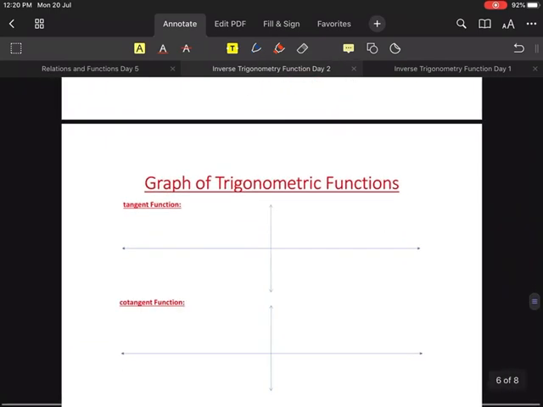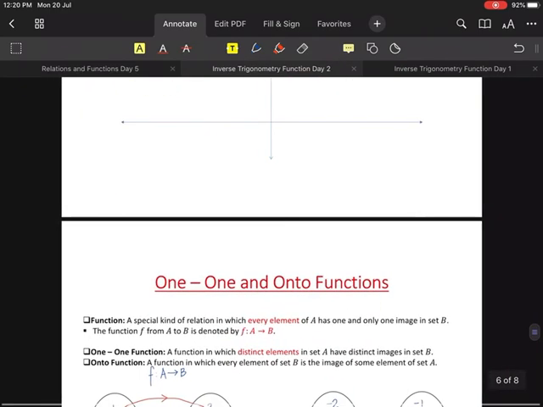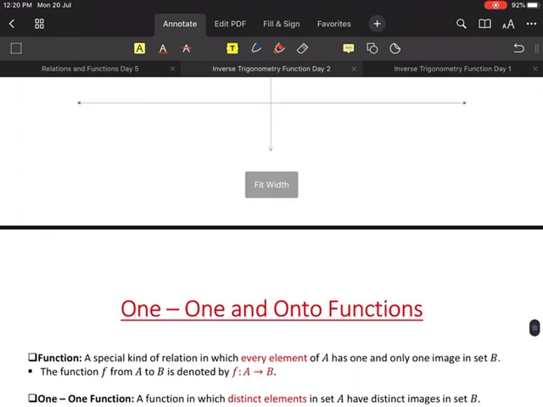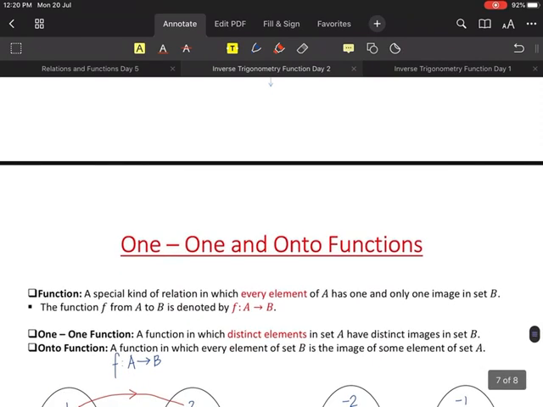Now we will move on to a very, very important thing. I think most of you have studied this one. What is a function? I hope this definition you all know. A special kind of relation in which every element of A has one and only one image in set B.